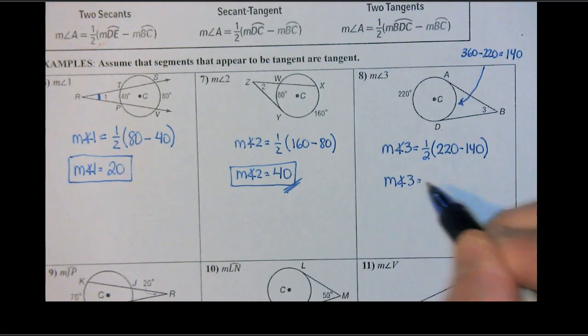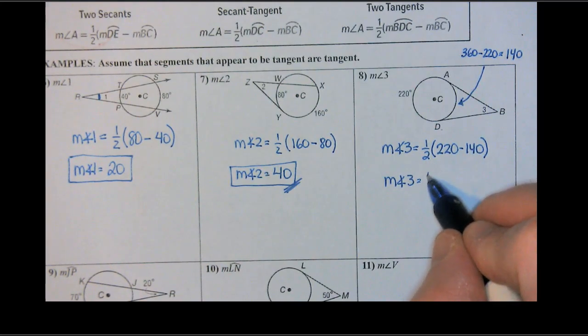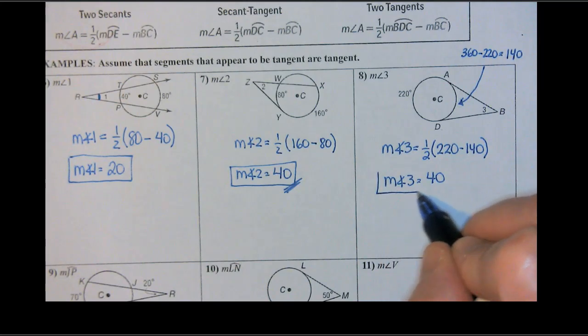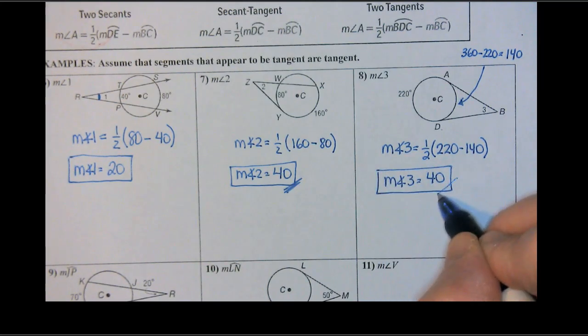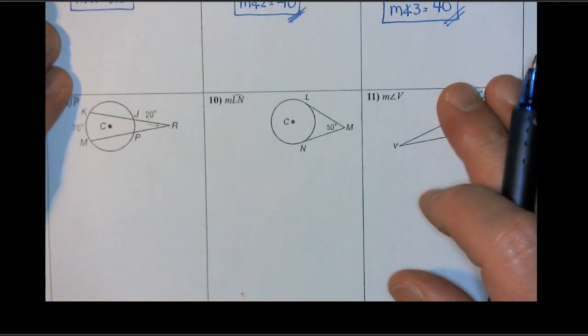So 220 minus 140 is 80, times 1/2 is 40. And there we go. Let's go on to the next set of examples.